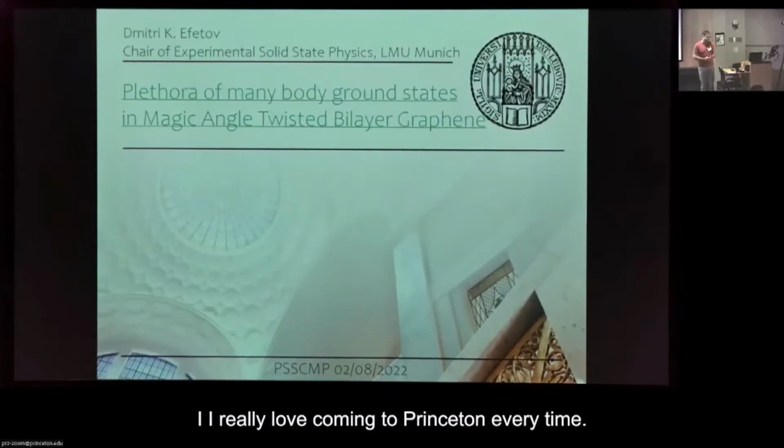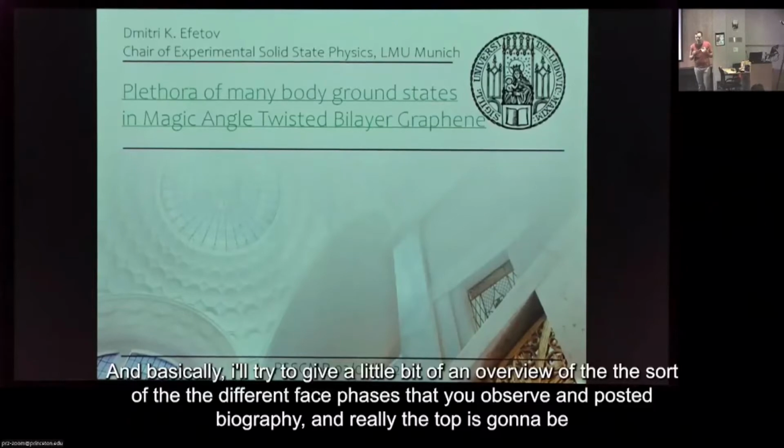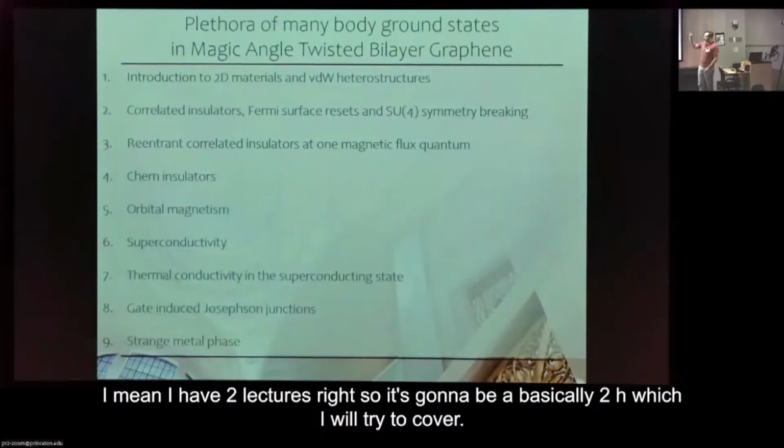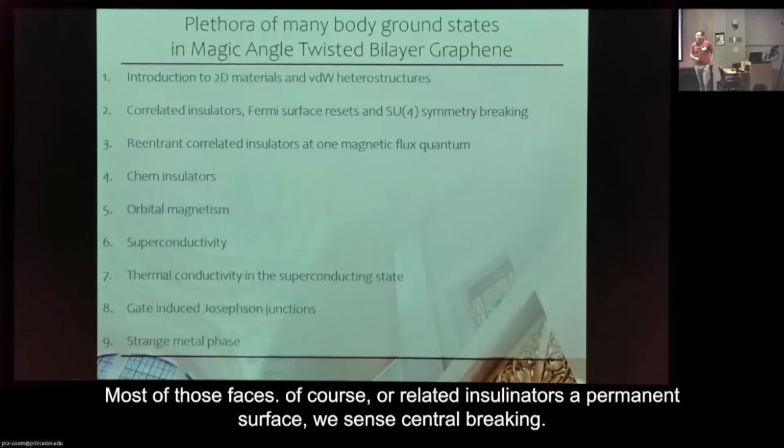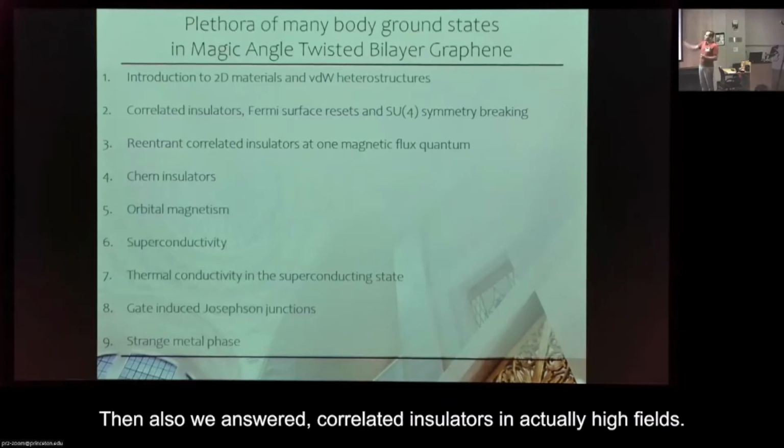Basically, I'll try to give a little bit of an overview of the different phases that we observe in twisted bilayer graphene. I have 2 lectures, so it's going to be basically 2 hours, over which I will try to cover most of those phases. Of course, correlated insulators, Fermi surface resets, symmetry breaking, then also reentrant correlated insulators in extremely high fields, Chern insulators, orbital magnets, superconductivity, Josephson junctions, and strange metal phases.